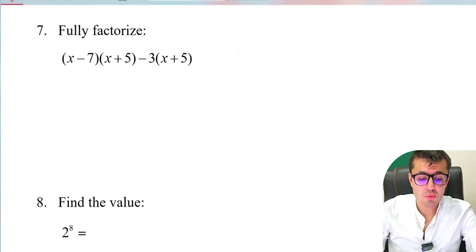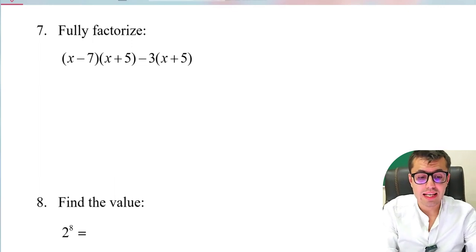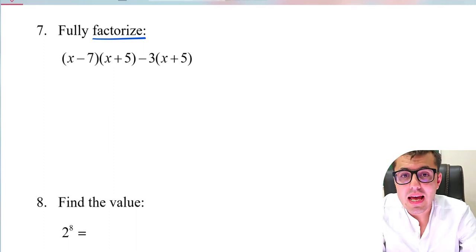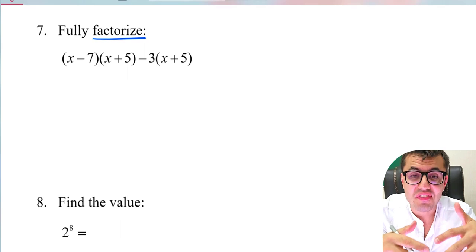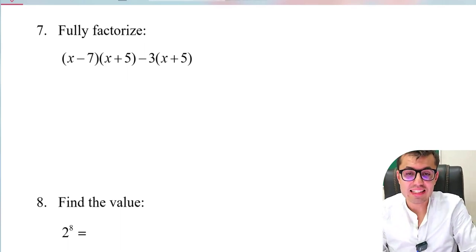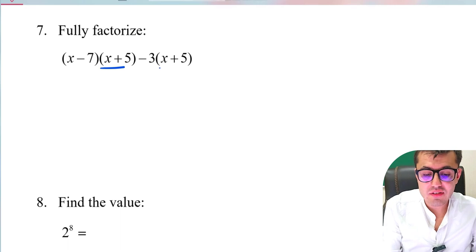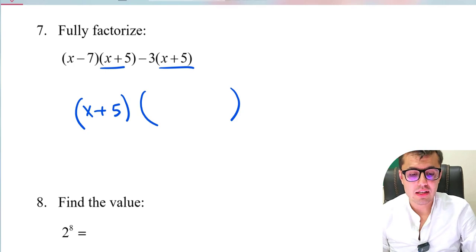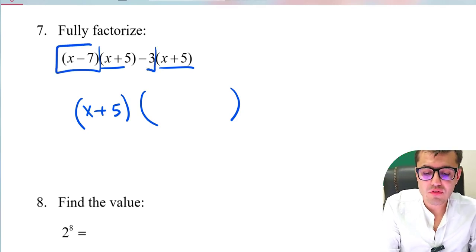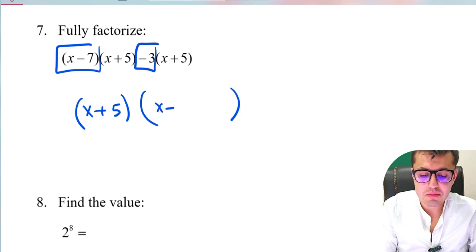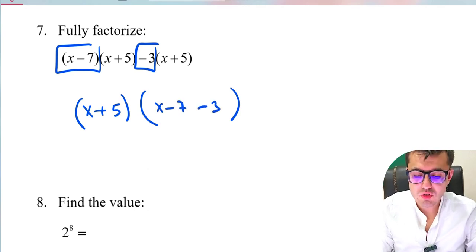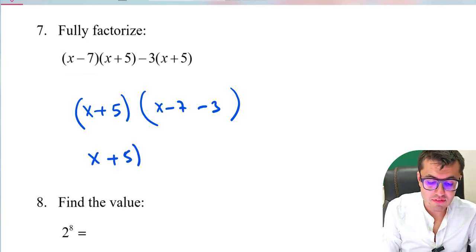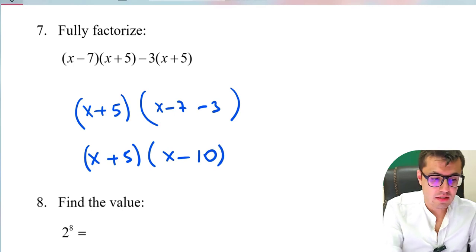The 7th one, I was surprised. Factorize. Again, not expand, factorize. Almost all of you expanded this. It's not about expansion, it's factorize. So is there anything that I can take out of the brackets? And there is x plus 5. I take x plus 5 out, and inside the brackets, I write the things that are in front of x plus 5. So I'm going to write x minus 7 minus 3. So I need to factorize it, not expand. So the final answer is this.